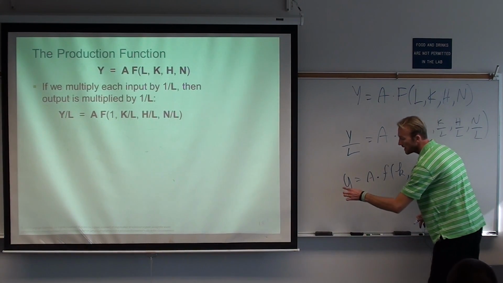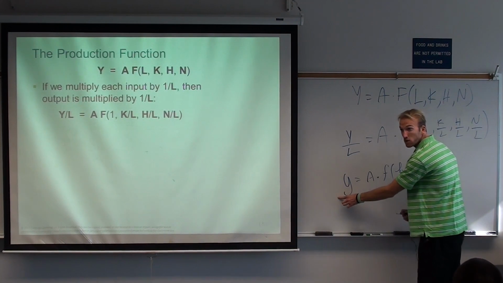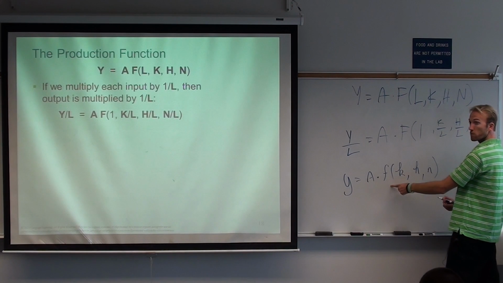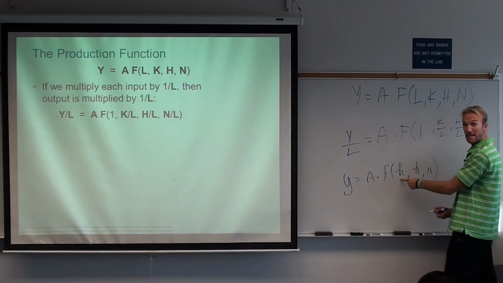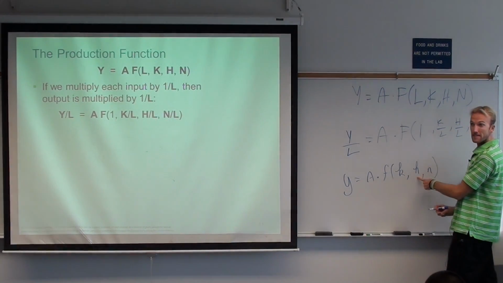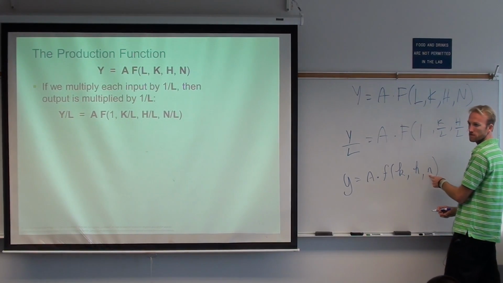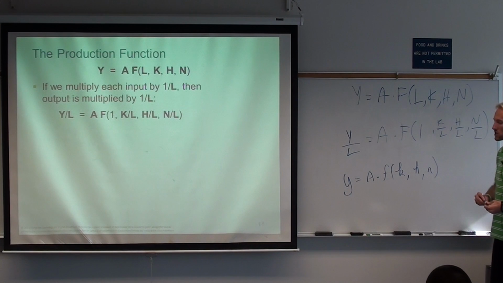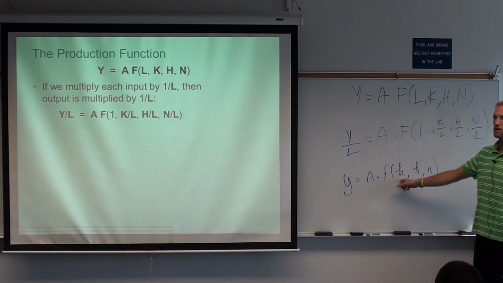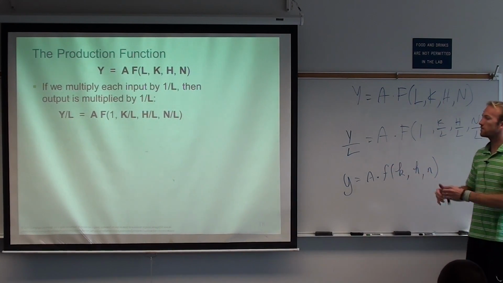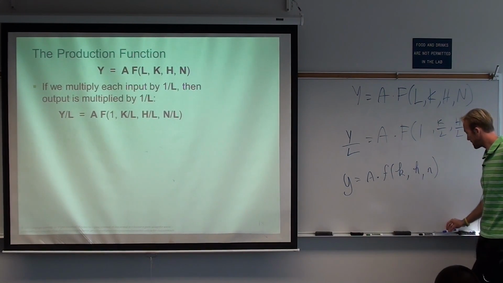Let's reason through what this is. The amount of output that each worker makes is equal to the technology times some individual production function for the amount of capital he or she has, the amount of human resources he or she has, and the amount of natural resources he or she has. Okay? And this makes sense, right? If I give each individual worker in the whole entire country a little bit more capital, a little bit more little k, then they'll be able to make more stuff, right? That makes sense?